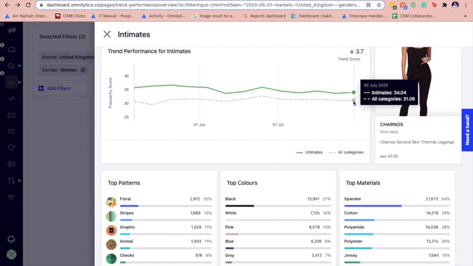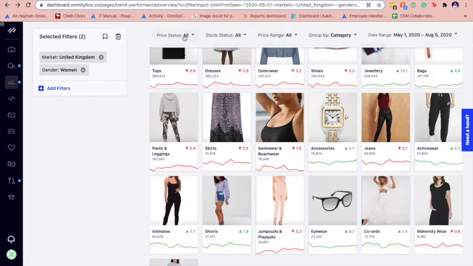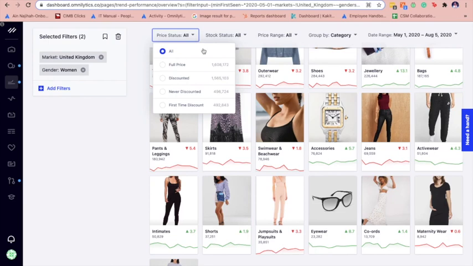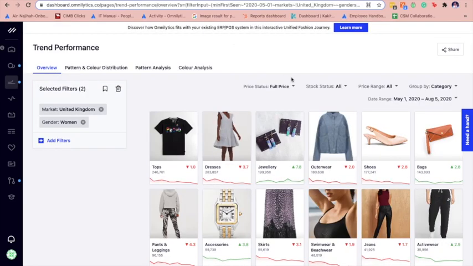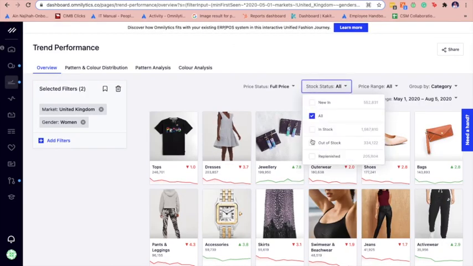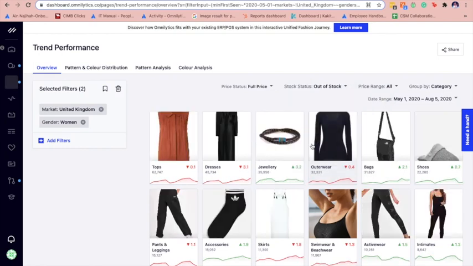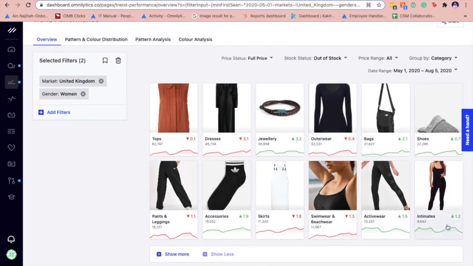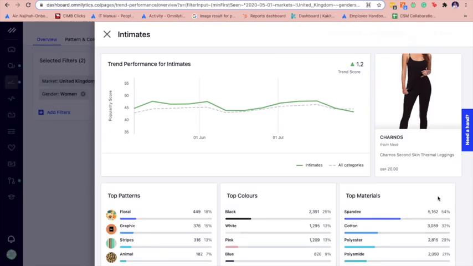Once you have identified a trending category, you can further research on trending designs. Now, filter the price status at full price and stock status out of stock to analyze the strength of the trend against full price products that have gone out of stock within the same date range to validate demand. Here, we can see that intimates still show an uptrend indicating a strong performance for the category.